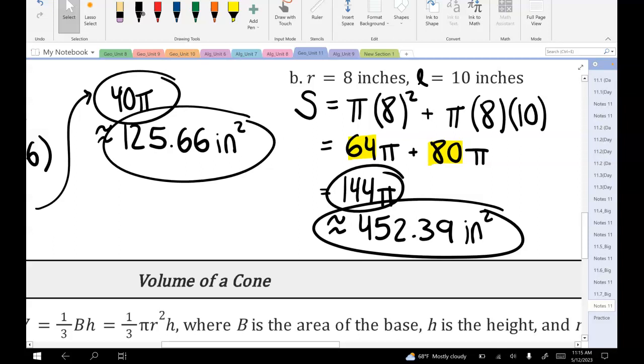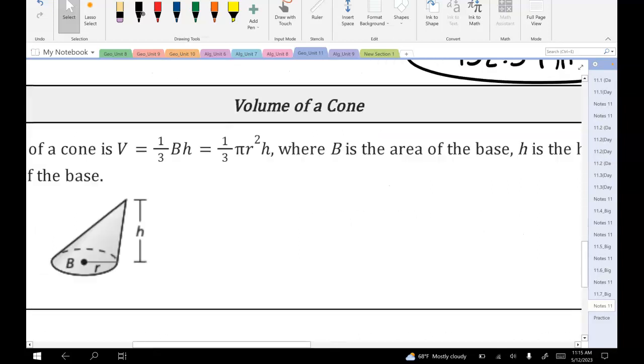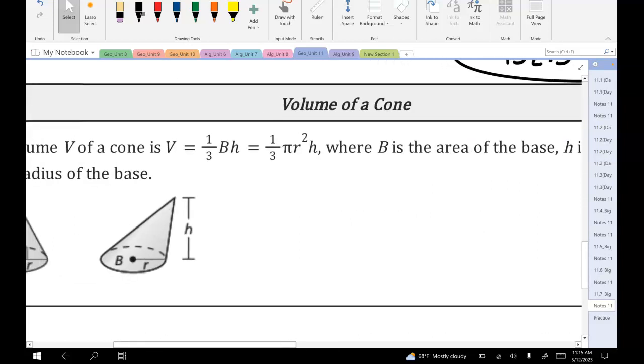Pretty straightforward. Volume of the cone, same deal as with cylinders, because the volume of a cone is 1/3 times the base times the height, where B stands for the area of your base, and H is our regular height of our cone, so not our slant height. And for B, we can always use pi r squared, because the base of our cone will always be a circle. If it's not a circle, then it's not a cone.